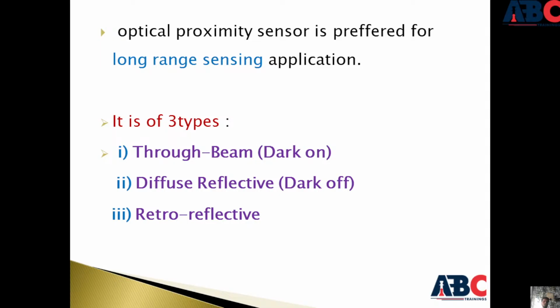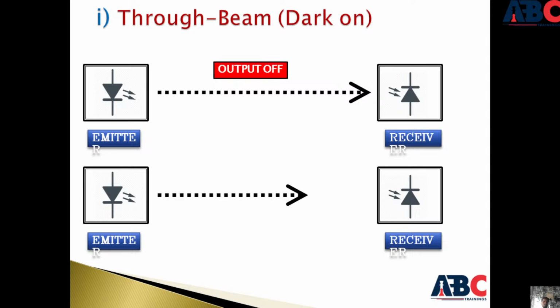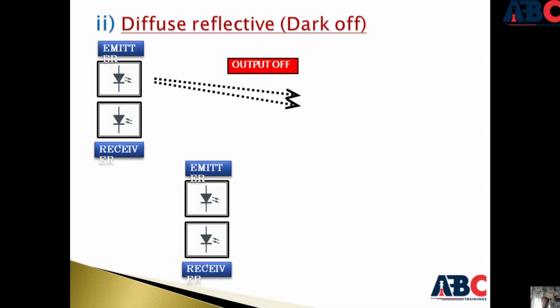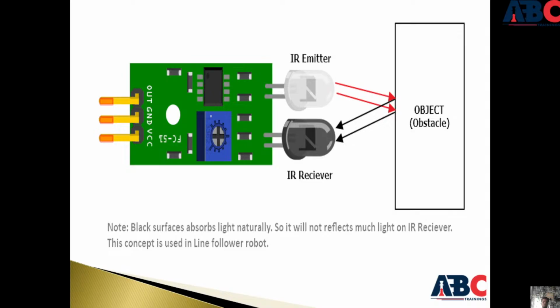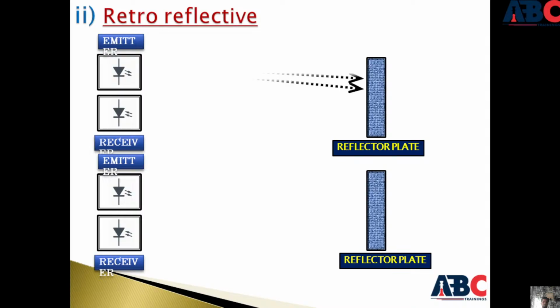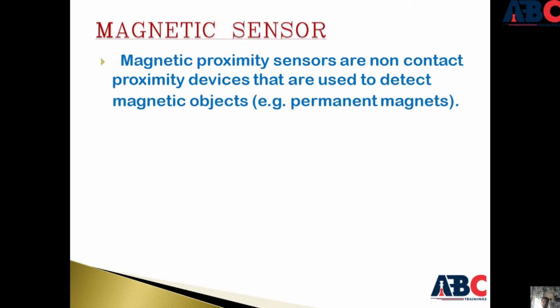It is of three types: through beam, diffuse reflective, and retroreflective. Through beam or dark on: emitter, receiver, output off and output on. IR emitter. This is the retroreflective type, where the sensor sees the object.